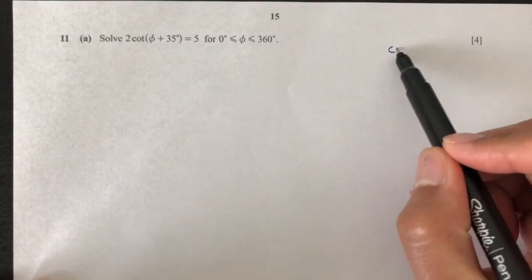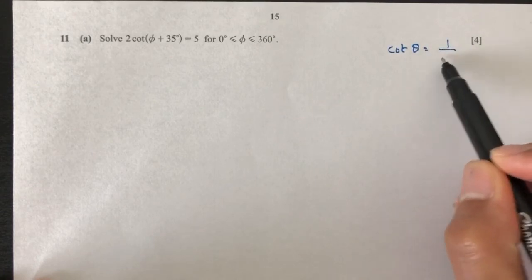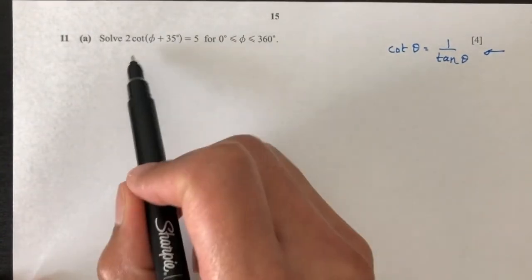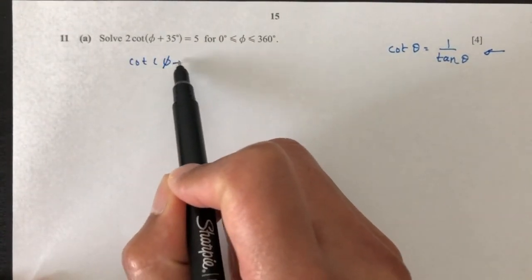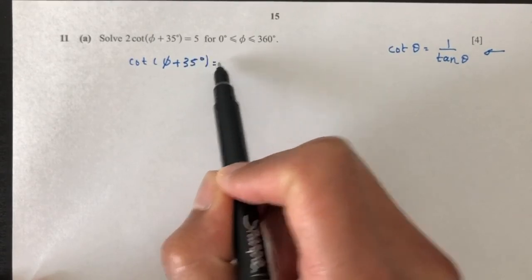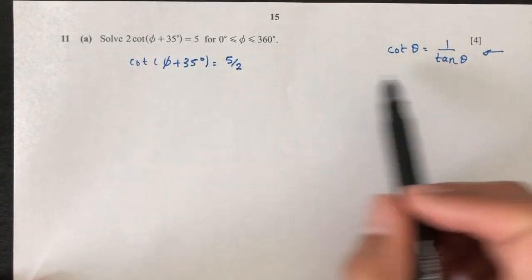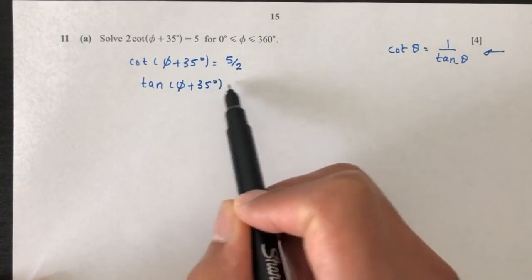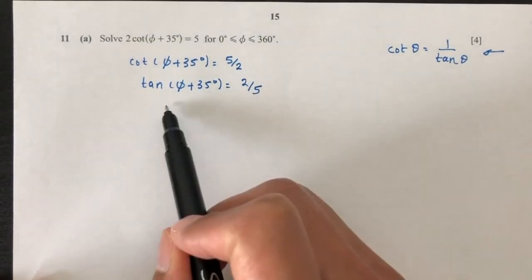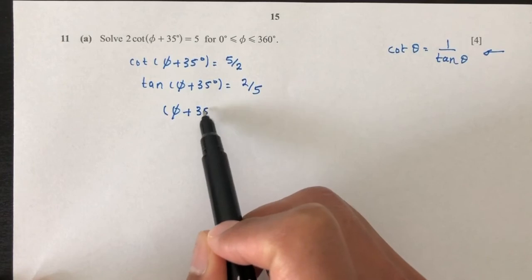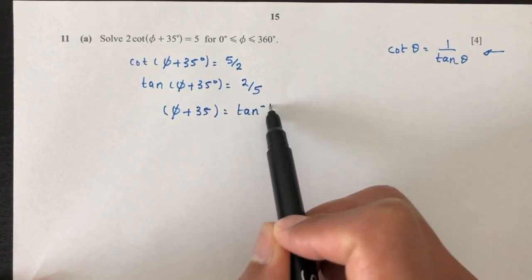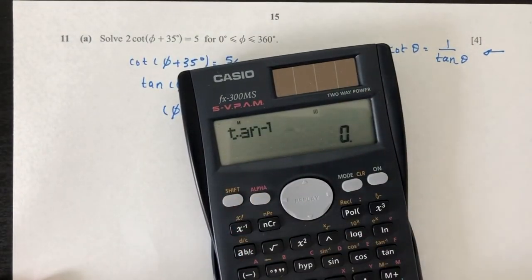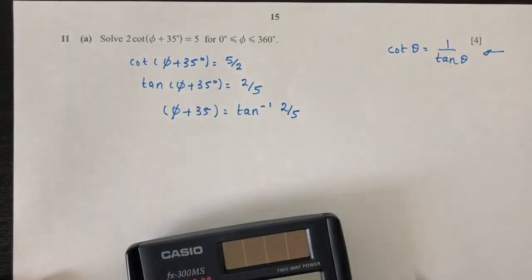So what is cot? Cot theta is equal to 1 over tan theta. It is good to know on the side. So we have to solve this. So cot of (phi plus 35) is equal to 5 over 2. From this, let's make tan of the same angle, phi plus 35, equal to 2 over 5. So phi plus 35 equals tan inverse of 2 over 5. Let's find out tan inverse 2 over 5, that will be 21.8.